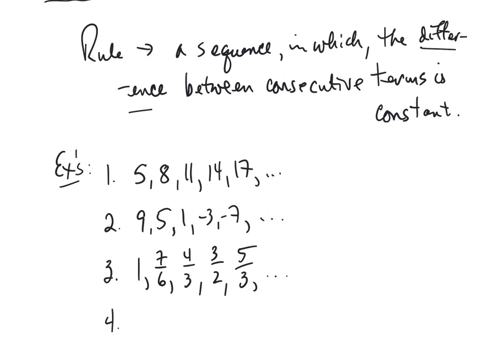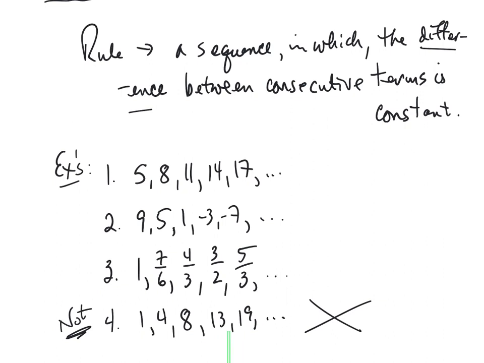The fourth example is going to be one that's not arithmetic, just to give you an example of something that doesn't work. So 1, 4, 8, 13, 19. This is not arithmetic, because if you were to take 19 minus 13, the difference is 6. But then 13 minus 8, the difference is 5. Not the same common difference, therefore not arithmetic.